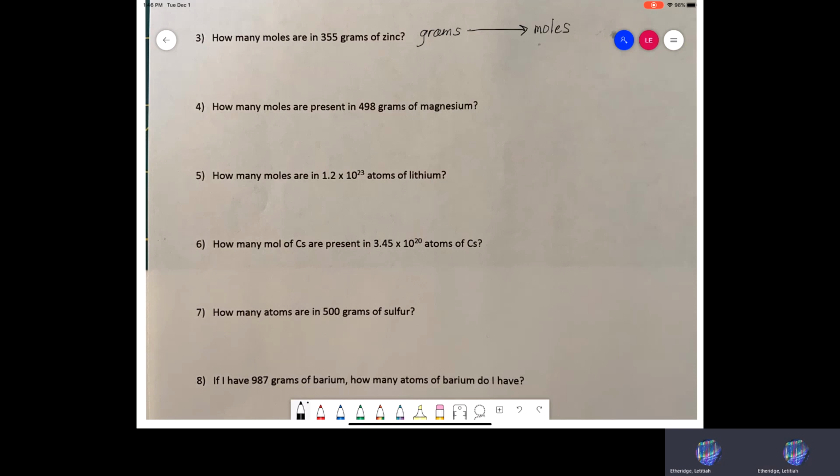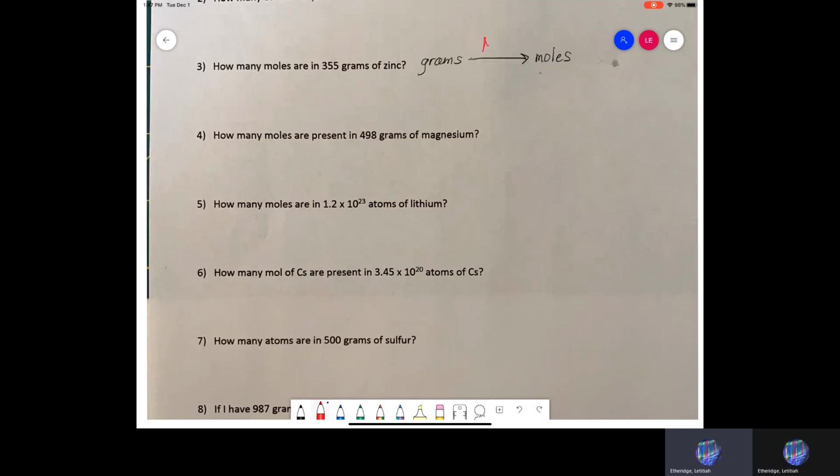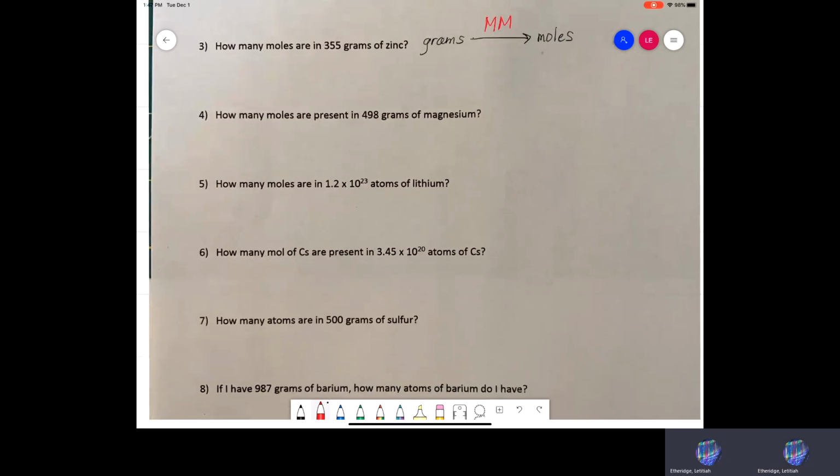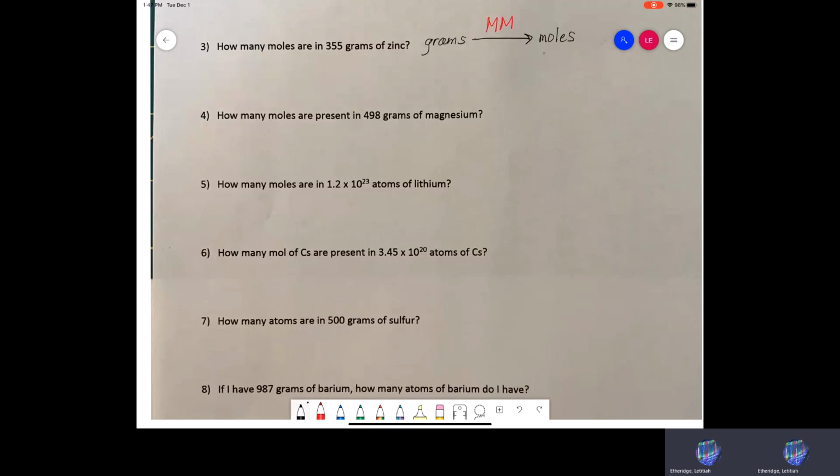Now, you need to think to yourself, okay, so I have grams. I need grams to go away and then I can get to moles. The conversion factor that you should be thinking of that you're going to be using is going to be molar mass. Okay. So now that we know this, let's get this problem started.